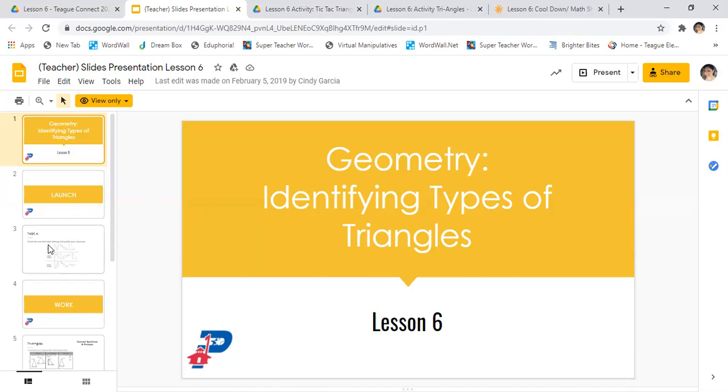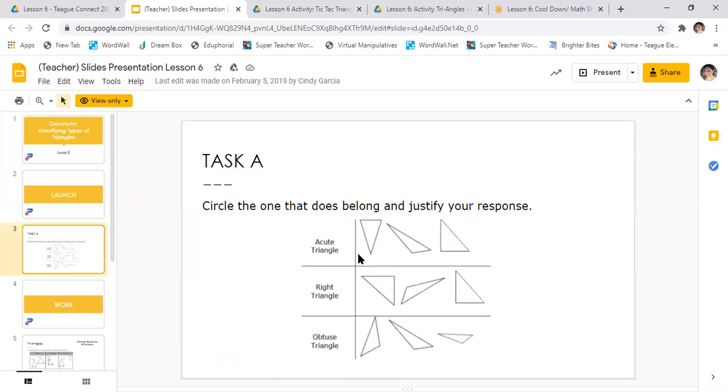And when we say attributes, it would be something like this. Are they acute angles? Are they right angles? Are they obtuse angles? And in fourth grade, we also have to know the other names of the triangles. Is it a scalene triangle, an equilateral triangle, an isosceles triangle? So that's also going to be part of our job for today. So let's start with our task A.